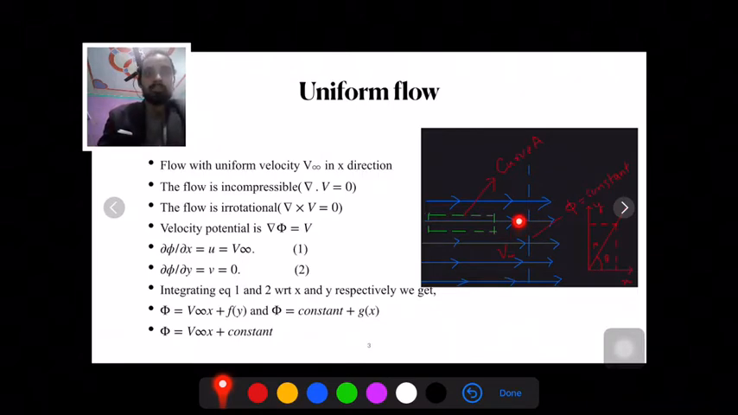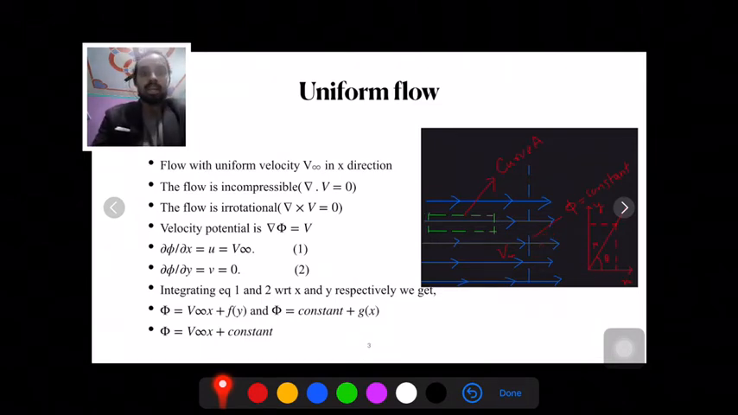Okay, now as I told you, we are going to talk in two dimensions. So we have the velocity in x direction is u and the velocity in y direction is v. So dou phi by dou x is equal to u, and what is the velocity in x direction? It's v infinity. So dou phi by dou x is equal to u is equal to v infinity. And do you see any velocity in y direction? No. So the velocity in y direction is 0.